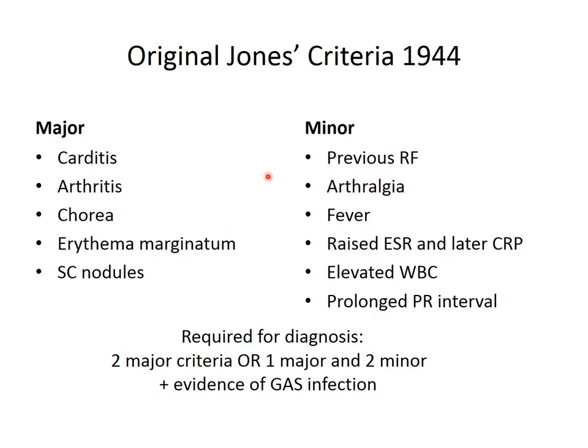Required for the diagnosis of acute rheumatic fever are two major criteria, or one major and two minor, plus evidence of group A strep infection, which, as you know, is either an elevated anti-streptolysin O titer or elevated anti-DNase B. You may also have the presence of a group A strep throat culture or scarlet fever. All these are diagnostic of group A strep.